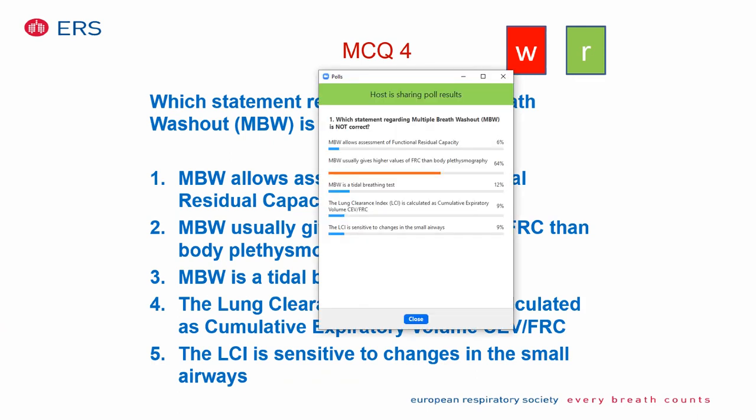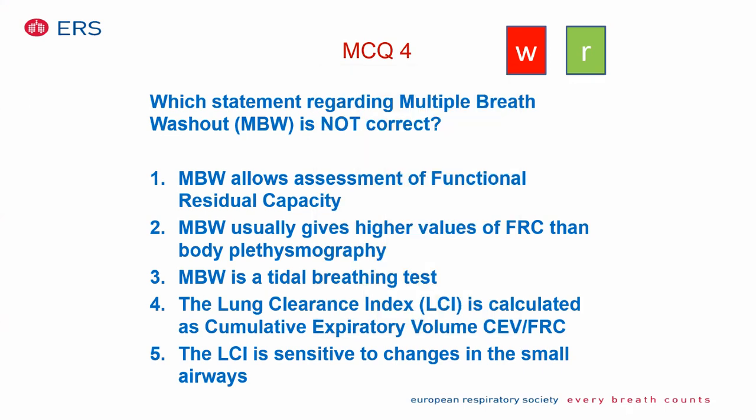Okay, perfect. MBW usually gives lower values of FRC than body plethysmography because it only measures the volume of gas communicating, whereas body plethysmography measures the entire intrathoracic gas volume, which is even in healthy subjects a little bit bigger than the communicating gas. So thank you very much.